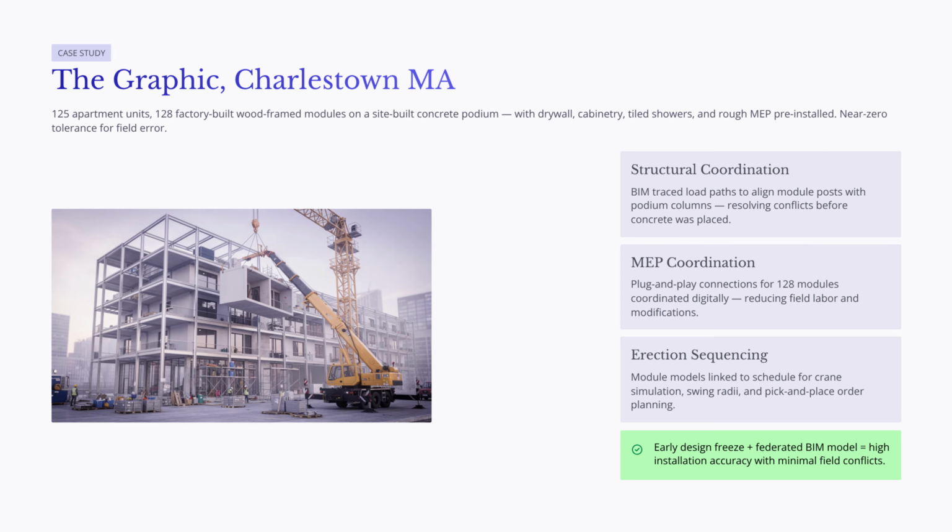In addition, the team used BIM for erection sequencing. Module models were linked to the construction schedule so the team could study crane locations, swing radii, lifting requirements, and the order in which modules would be picked and placed. The key lesson from this case is clear. Early design freeze, a federated BIM model, and strong digital coordination can greatly reduce field conflicts and improve installation accuracy in modular construction.